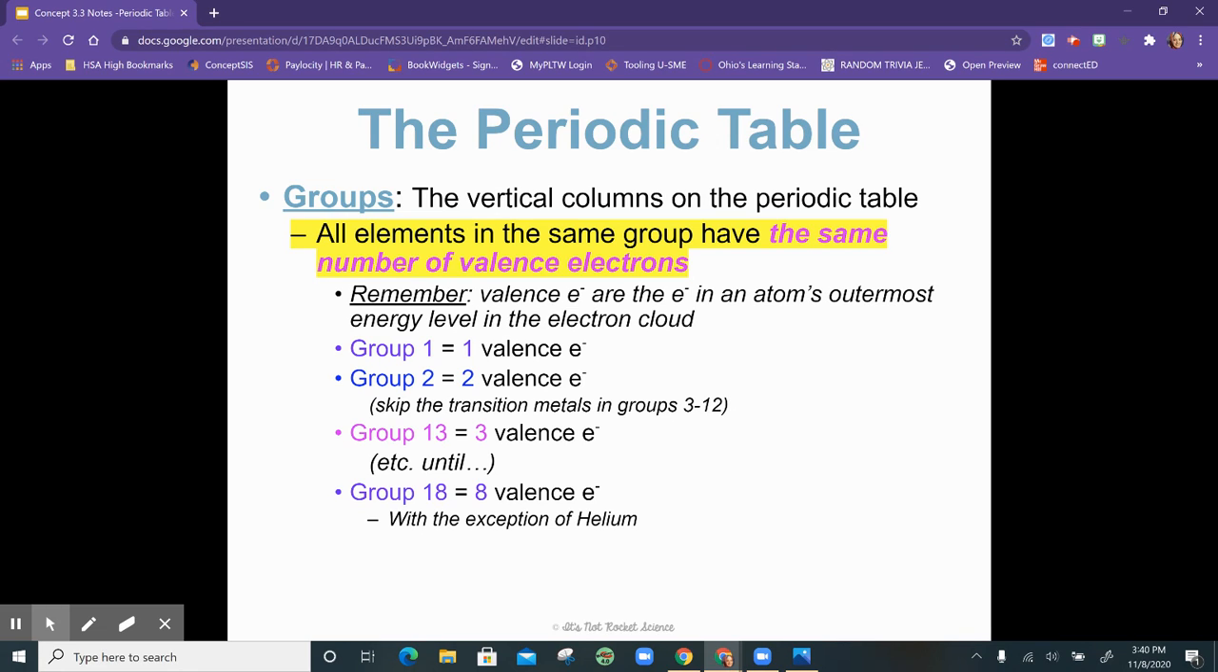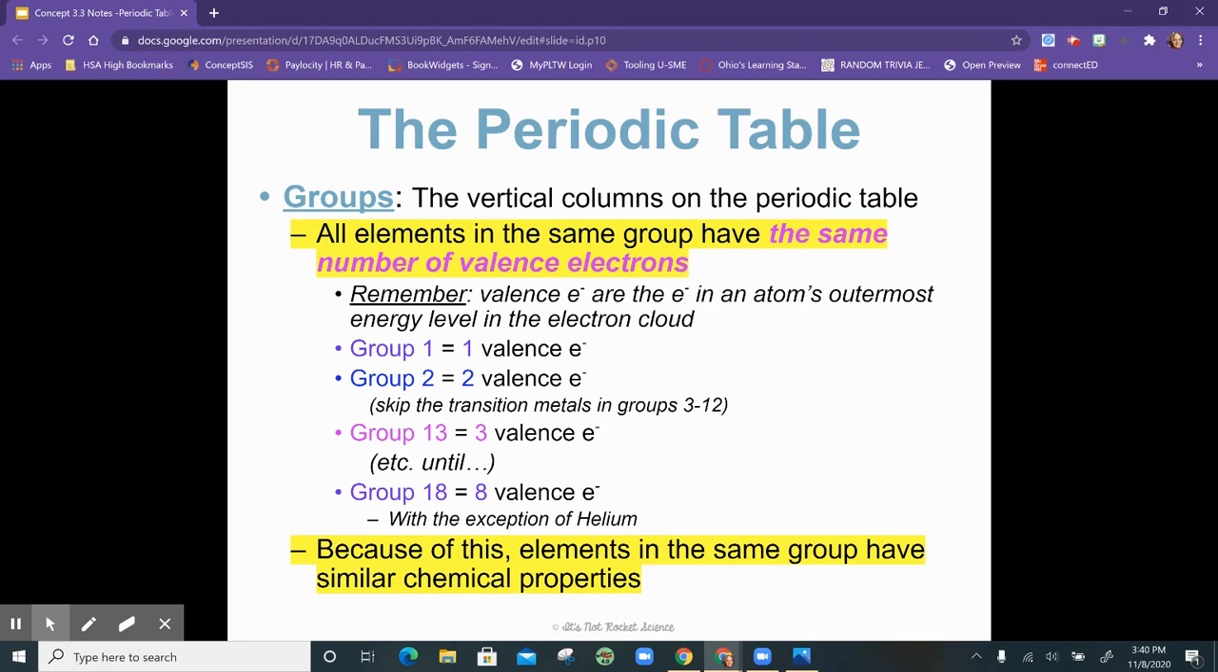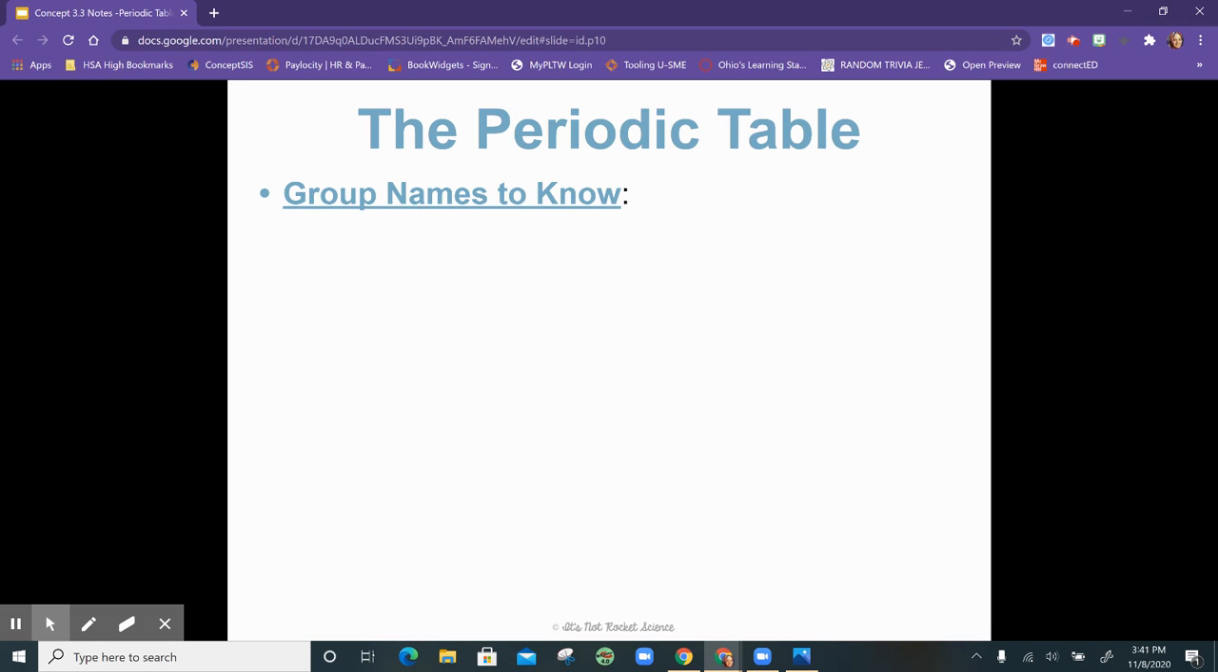If you just remember the Bohr atomic models that you drew before, you will remember how to arrange those electrons in the energy levels in the shells. With the exception of helium, all the group 18 elements have eight, which means full. All the seats are filled, eight valence electrons in the outermost shell. Because of the same number of valence electrons in the same group, they have similar chemical properties. So yes, the number of valence electrons is related to having similar chemical properties.